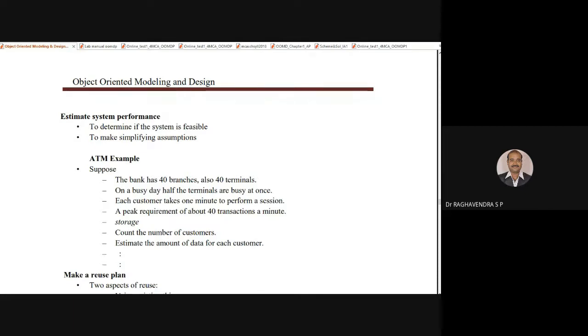Then how to load balance? That is the challenge. Each customer takes 1 minute to perform a session. Approximately, not exactly. One customer on the ATM will consume 1 minute.